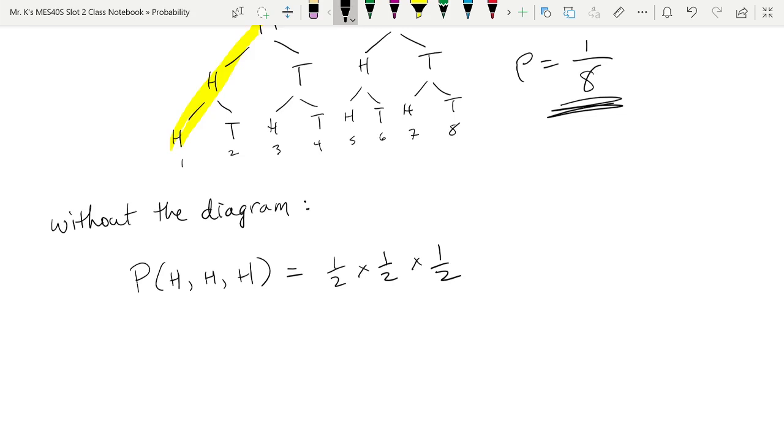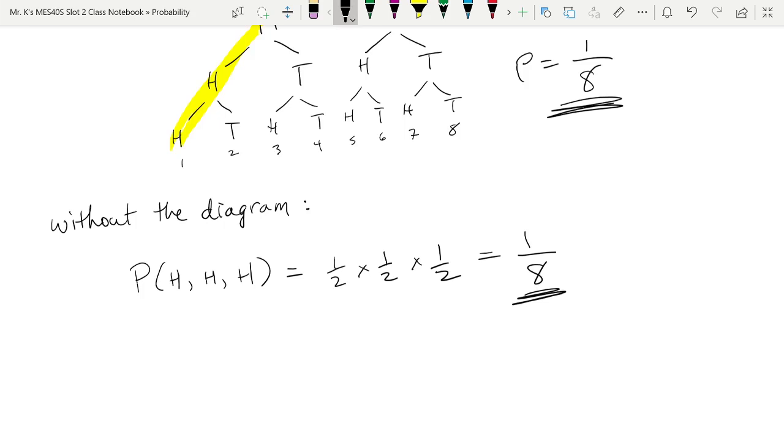And what's that going to be? Again, if you're not good at fractions, you can use your calculator. Come on. Top times top times top. What's 1 times 1 times 1? Still 1. What's 2 times 2 times 2? We get the same number.